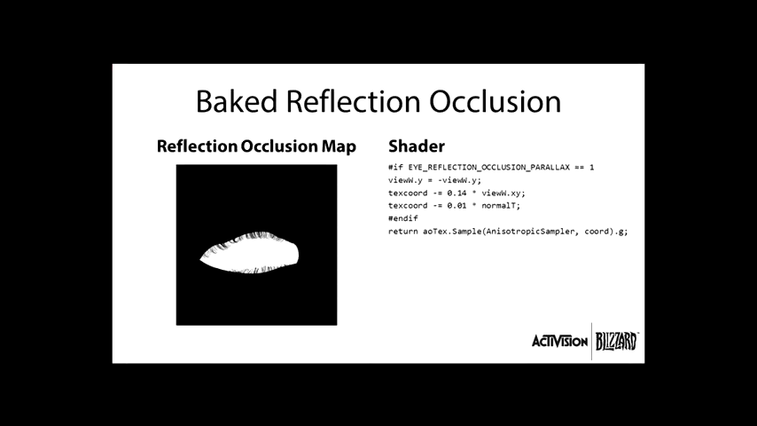So for this, we try to see the fastest way to solve this issue in real time. We simply use a baked reflection occlusion map, and then we apply a little bit of parallax depending on the view situation, so that the occlusion doesn't look like a sticker on top of the eye, but actually reacts to the camera movements.